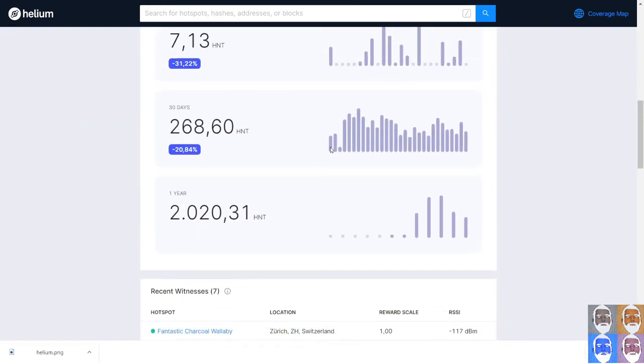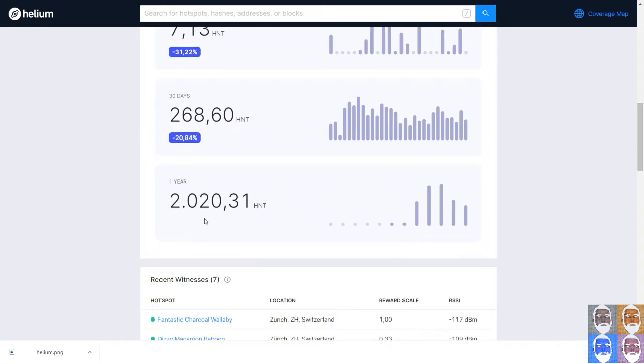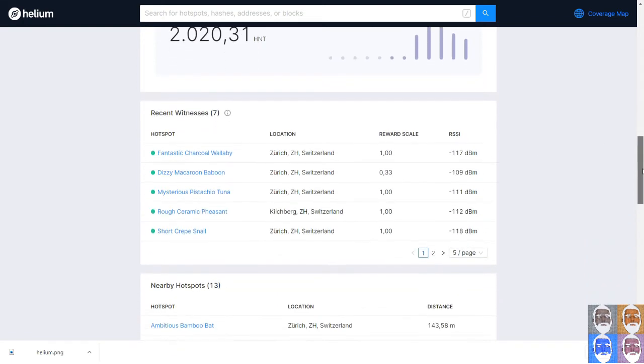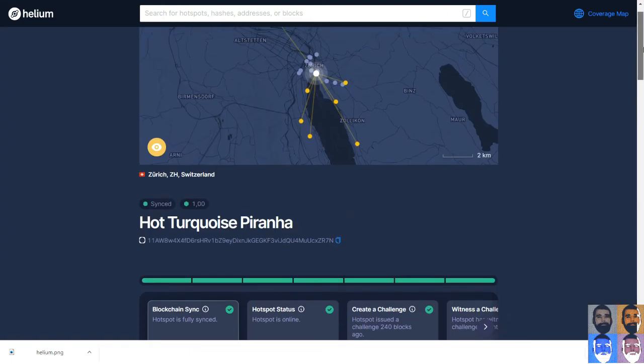He's connected with some miners, but it's also interesting that he has grown since September last year 2000 Helium tokens, and he got like 25,000 K in a good price range of this token.